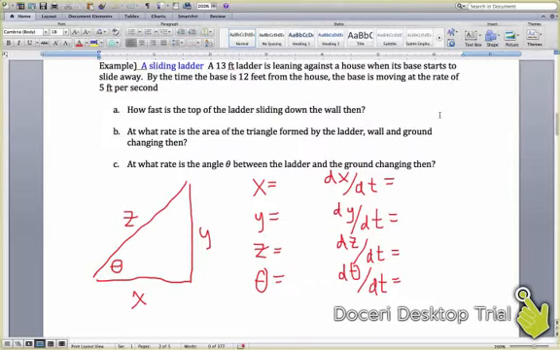I know that the length of the ladder Z is 13 feet. Since the ladder is 13 feet, it's a constant. So the change or the rate of change of the ladder with respect to time is going to be 0. The derivative of a constant is 0. The ladder's not changing its length at any time.